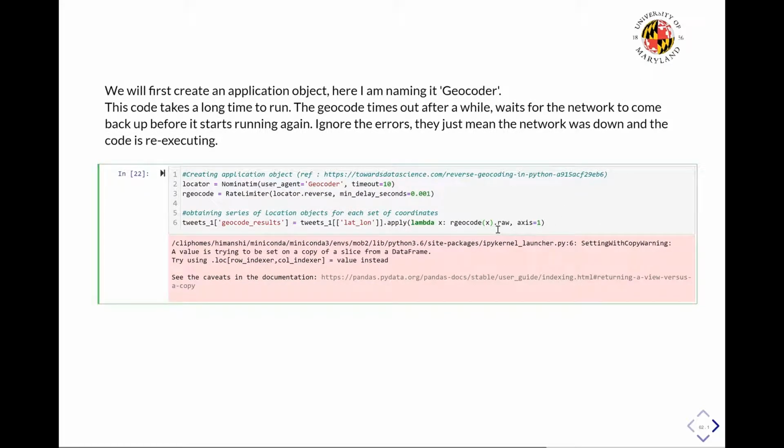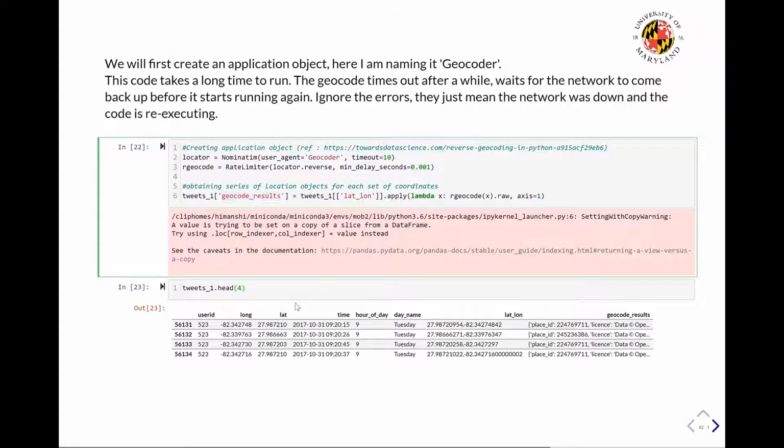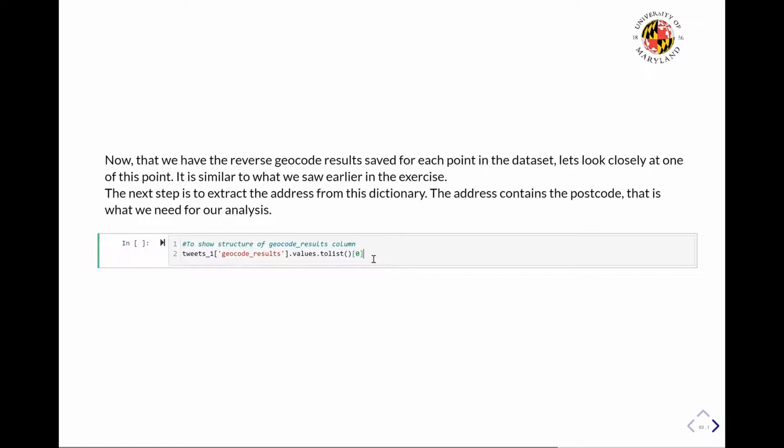So this block has finished executing now. The reverse geocode results are stored in this column, our geocode results that we created over here. And these are the first four rows of the data set. Since we can't see the whole results in the data frame, let's look at how one single result is structured. It is similar to what we saw in the previous exercise. So we're just using the first row to peek into the reverse geocode results.